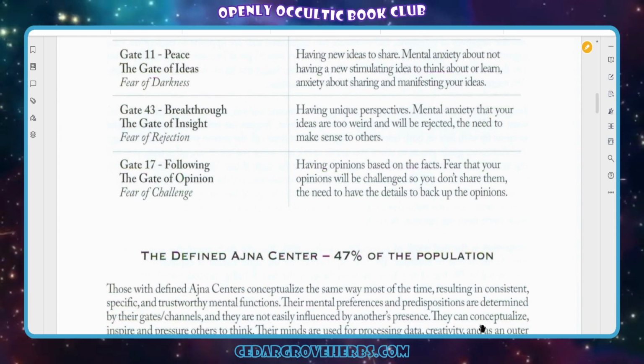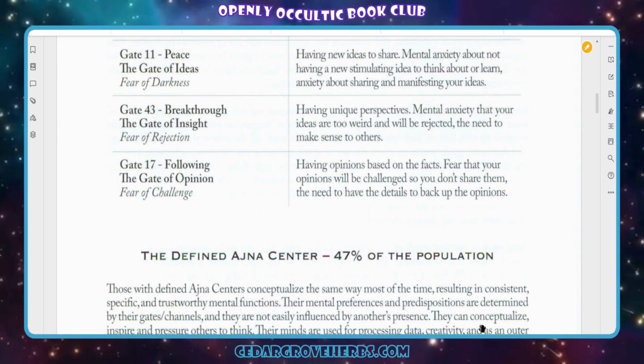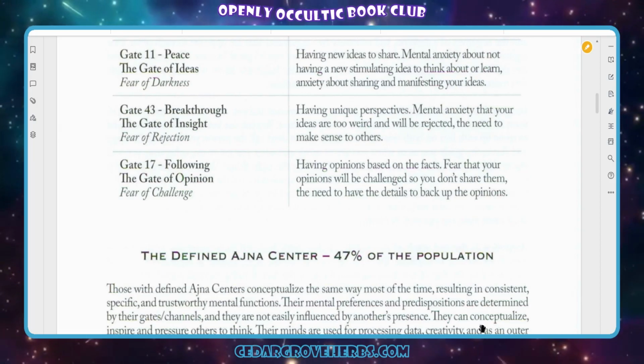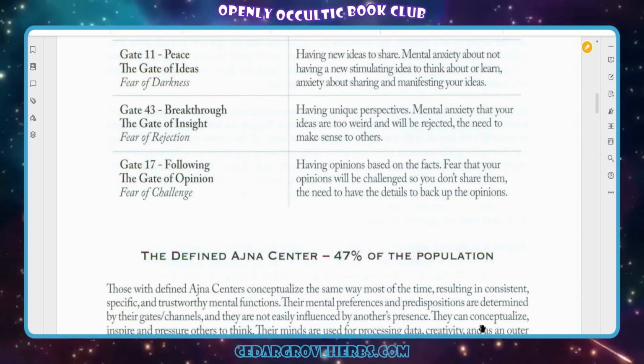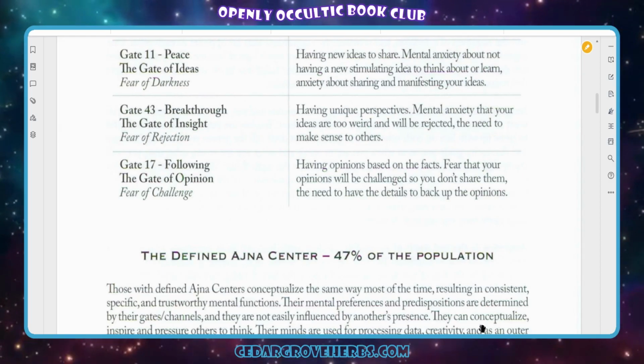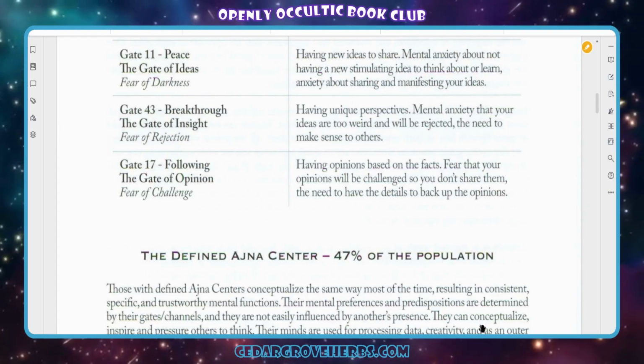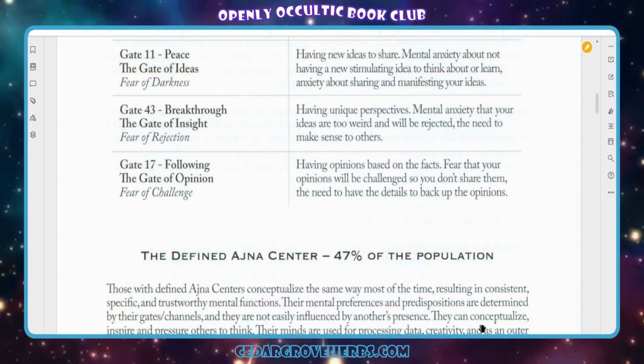And finally, gate 17, the gate of opinion. The fear of challenge: having opinions based on the facts, fear that your opinions will be challenged so you don't share them, the need to have the details to back up the opinion.